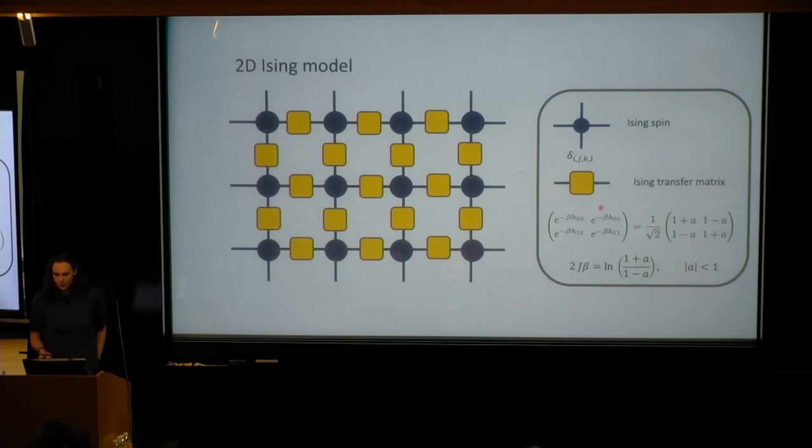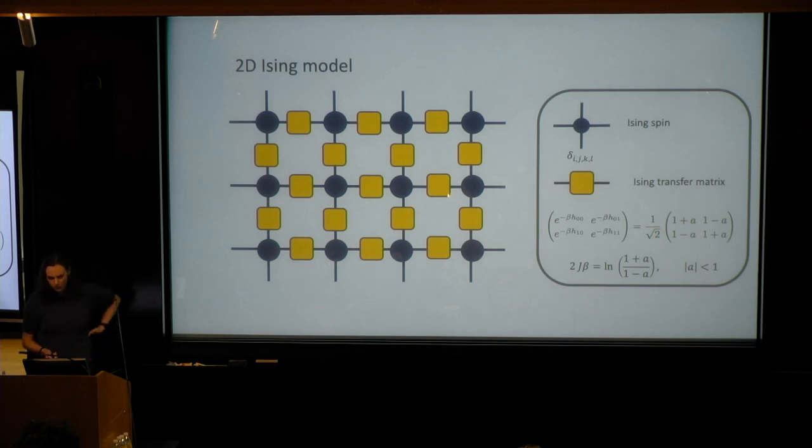We can explicitly see the relation between the Ising transfer matrix and this one single parameter A that we put into our match-gate tensor network. The identification is as follows. We just read off that the product of interaction strength and the inverse temperature is determined by this single parameter A.